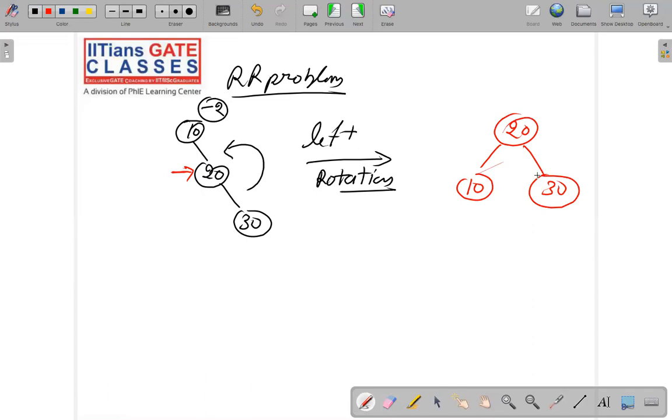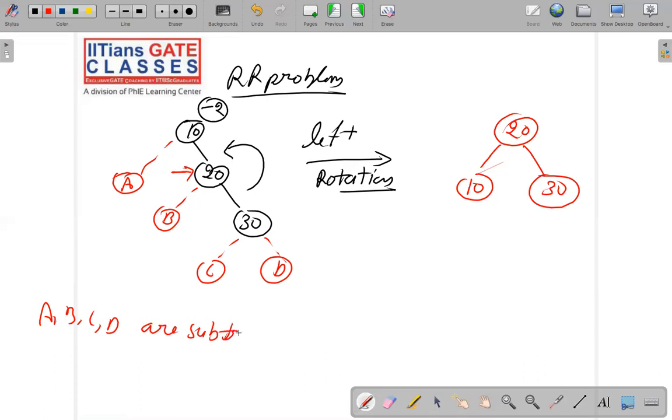Now this left rotation seems simple when we don't have any children here. Right? What happens if we have children here? Here we have A, here we have B, C, and D. What do A, B, C, D represent? They represent subtrees. A, B, C, D are subtrees.